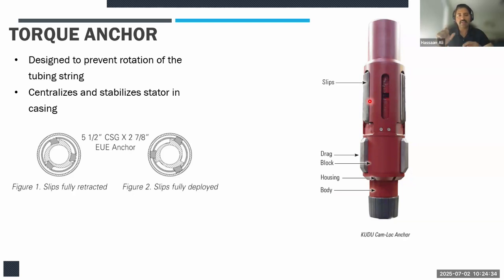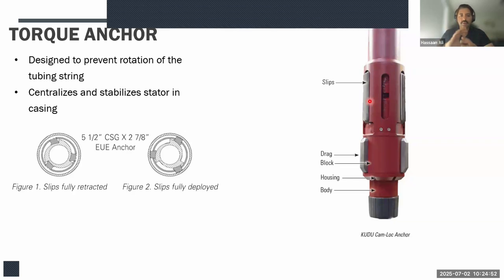Actually, in this case, this particular model will prevent the rotation of the PCP in one direction, but it can rotate in the other direction. And that is very important because that can actually help to set or unset the anchor. So you rotate it in a particular direction, the slips will come out and they will anchor inside the tubing.